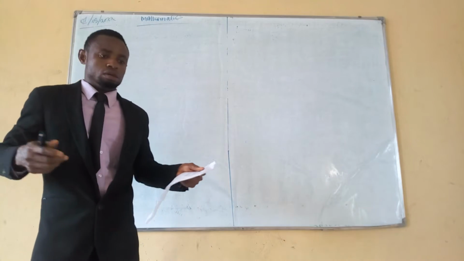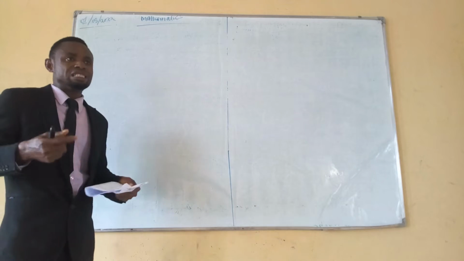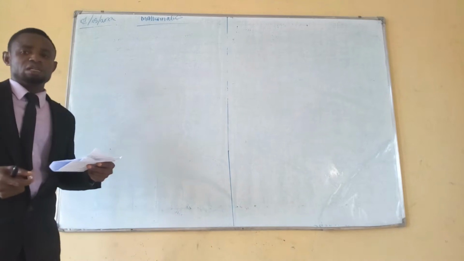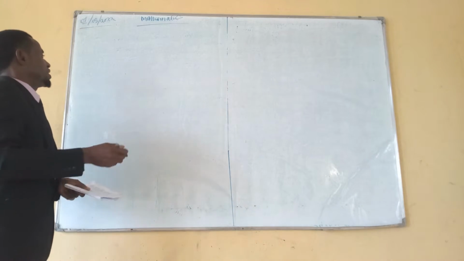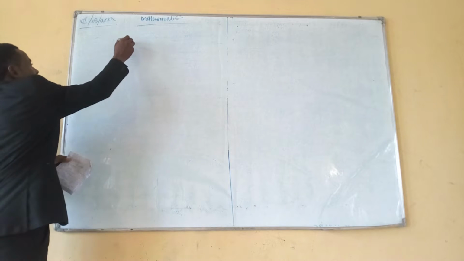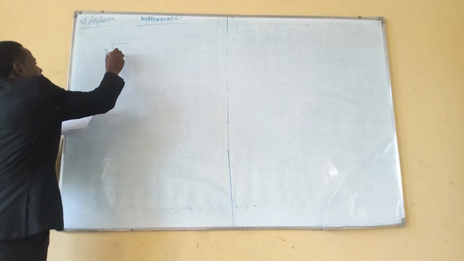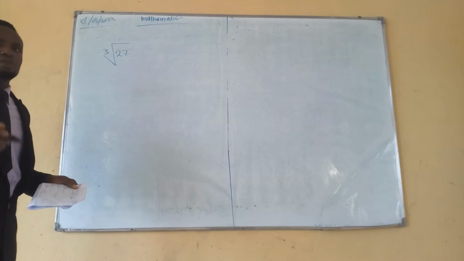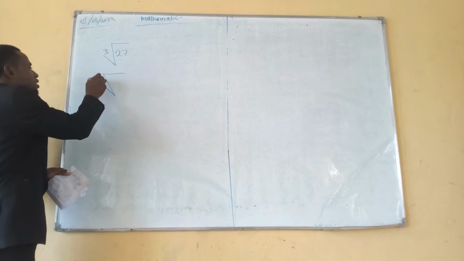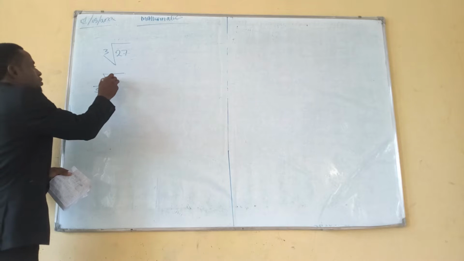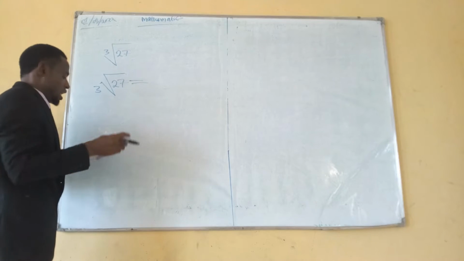I have a problem that I will have to resolve with the way you send me questions. The way you send me questions is the way I will give you the answer. Okay? For example, somebody wants me to evaluate cube root of 27. Instead of writing cube root of 27, you have written 3 root 27. Let's look at the two answers.